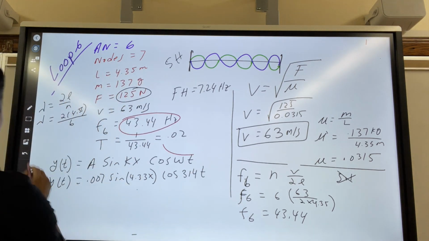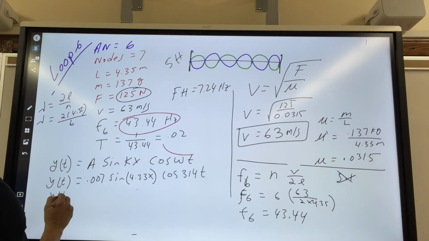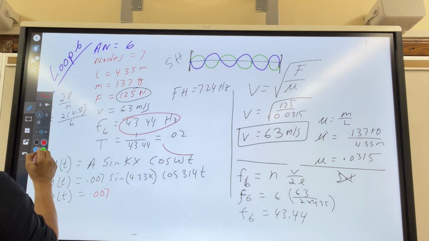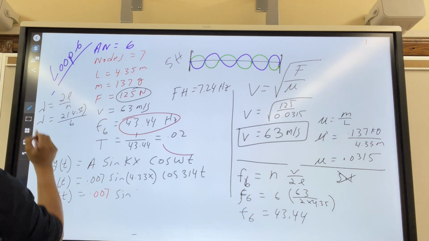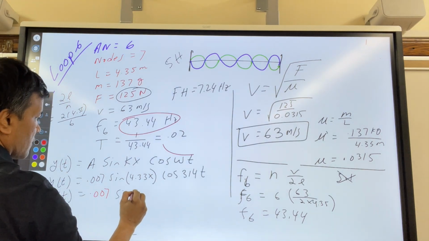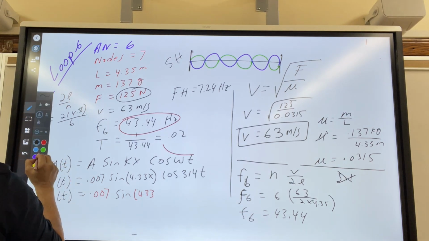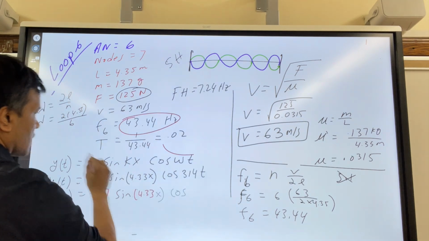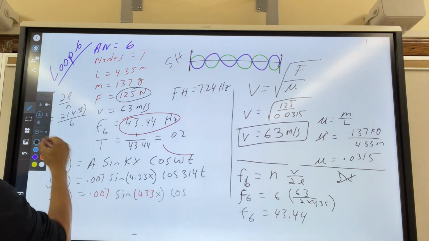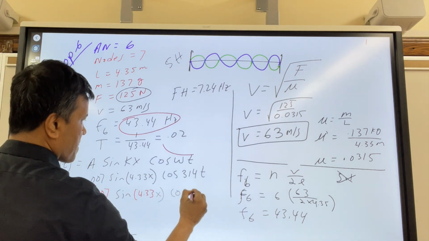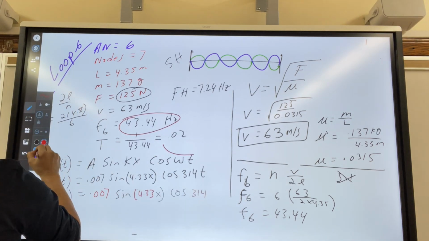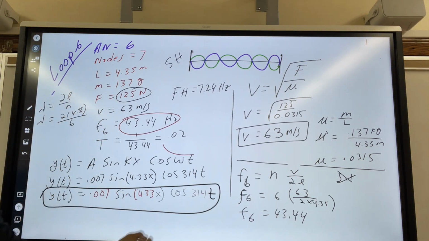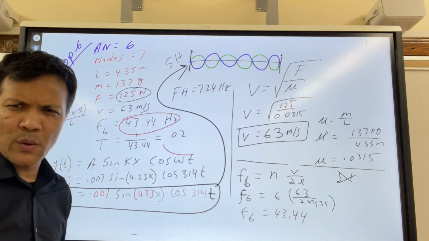314t. All right, so we're going to rewrite it. y(t) is equal to amplitude 0.007 sine 4.33x, that's k, not omega, cosine 314t. Okay, so this is the equation for this wave.